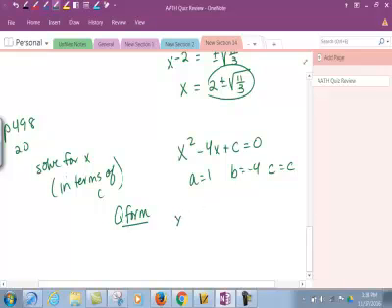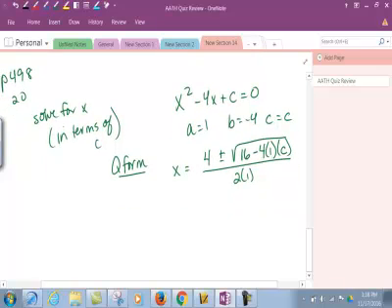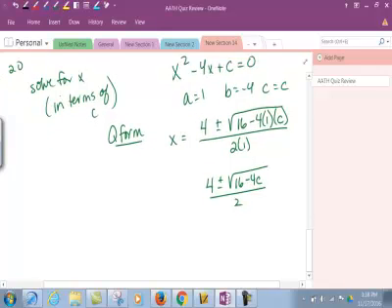So here's the quadratic formula: x equals the opposite of b plus or minus the square root of b squared minus 4 times a times c all over 2 times a. I did that really quickly, so feel free to stop, pause the video, and check it out. So I get 4 plus or minus the square root of 16 minus 4c over 2. Okay, and so that's a good answer.